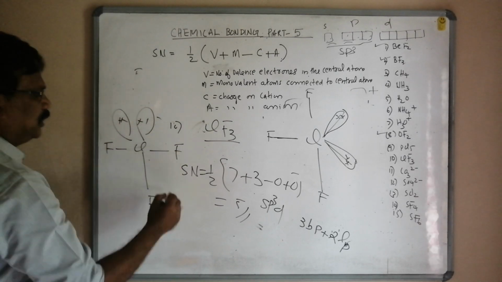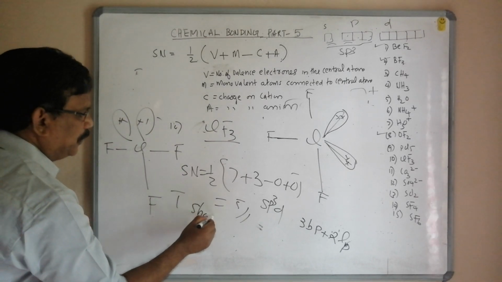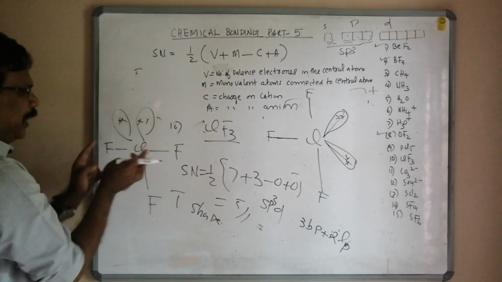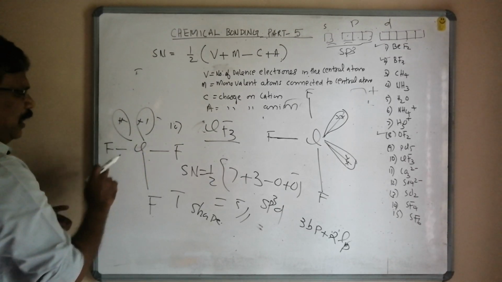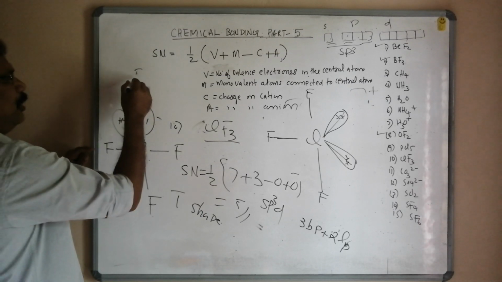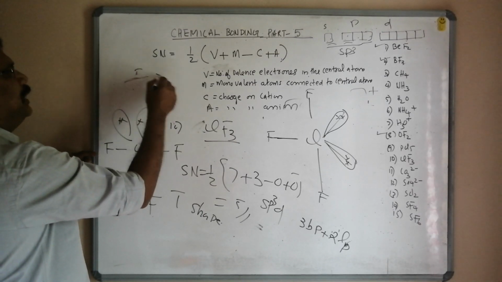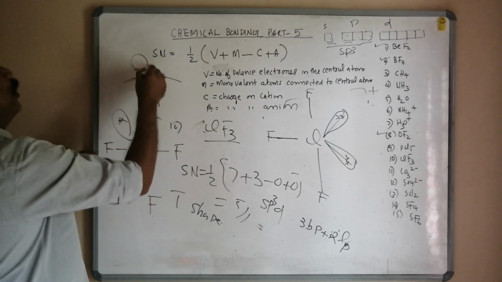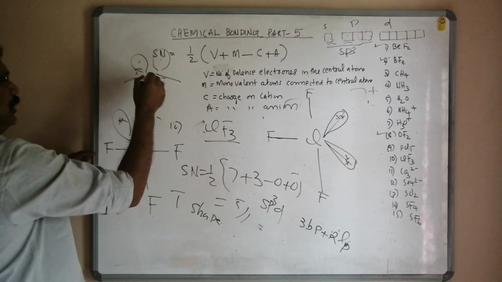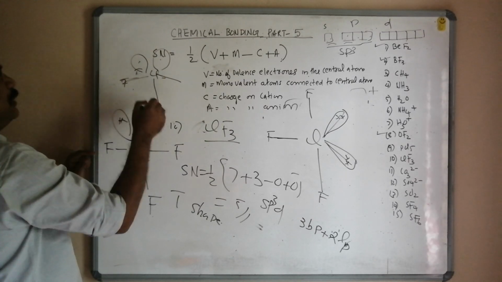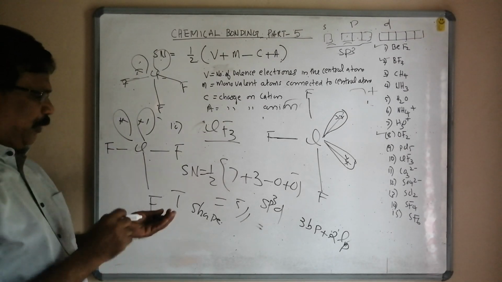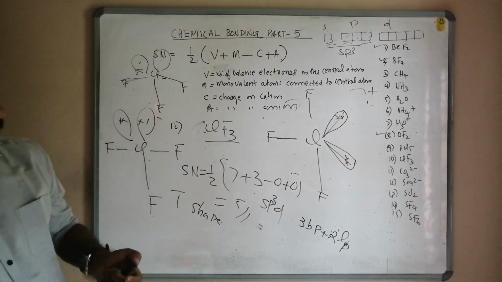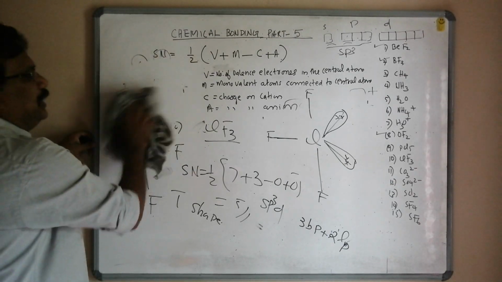So the shape is T shape. But lone pair repulsion is strong. Lone pair bond pair repulsion, so a bend, with the 2 lone pairs here and here. And this is chlorine with 2 fluorine atoms. T shape with bending due to lone pair repulsion. This is about ClF3.